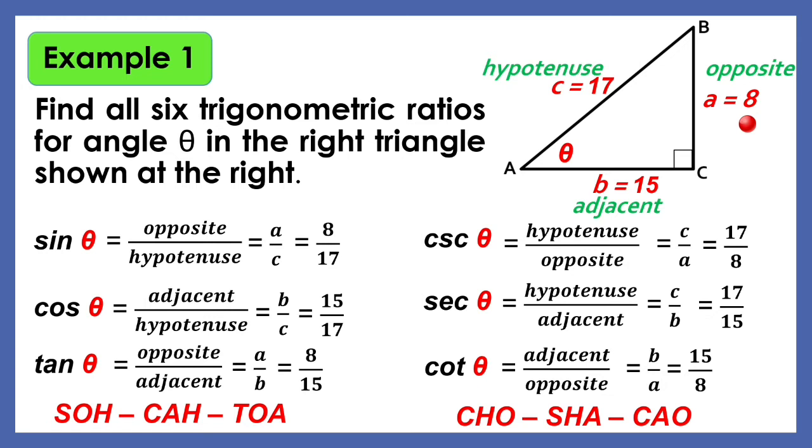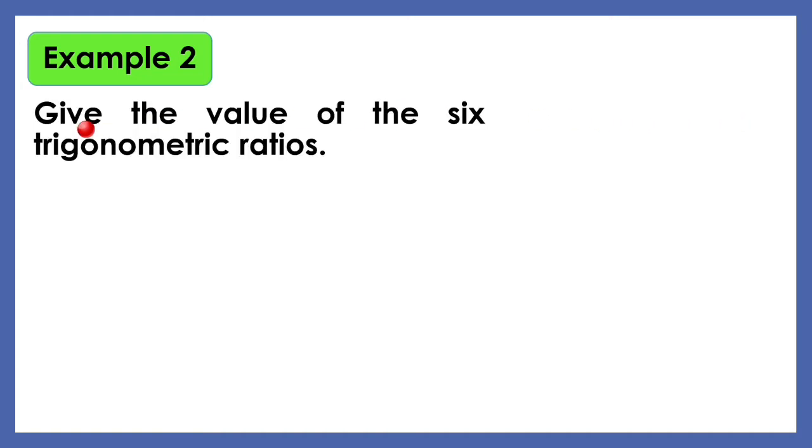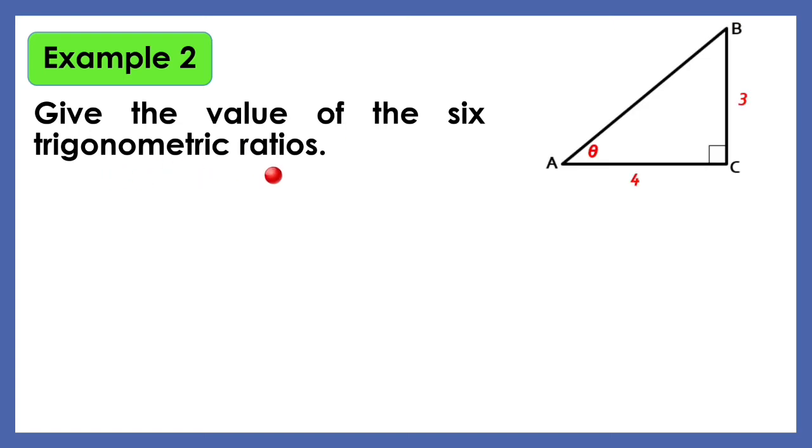Let us now have another example given the values of opposite side and adjacent side with respect to the given angle. Okay, let's have example 2. Give the value of the 6 trigonometric ratios. This is our given triangle, right triangle ABC with angle C. Ang ating theta ay nasa angle A.